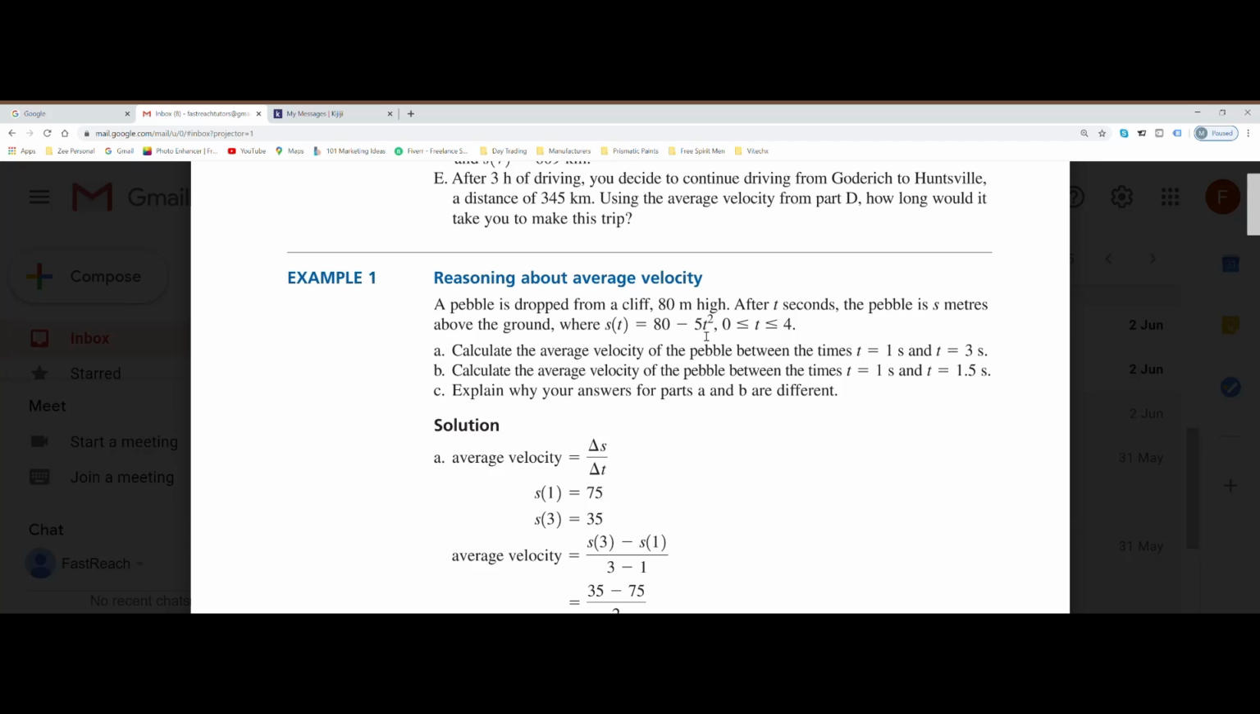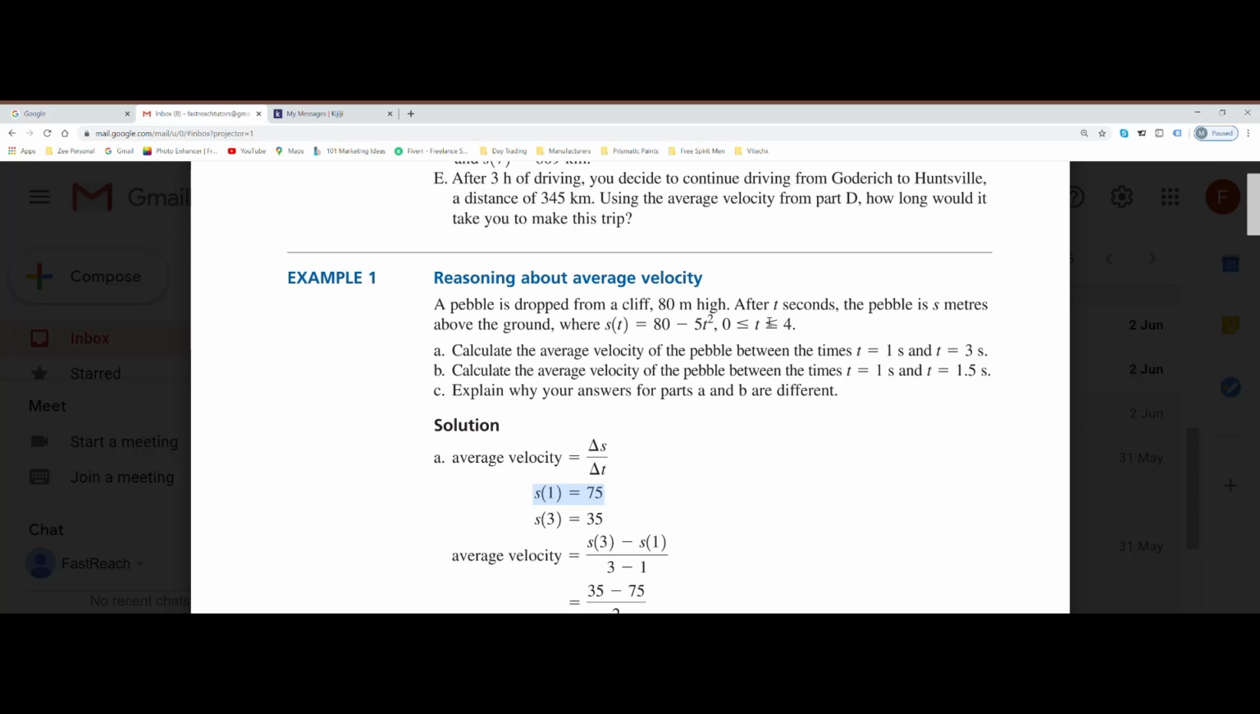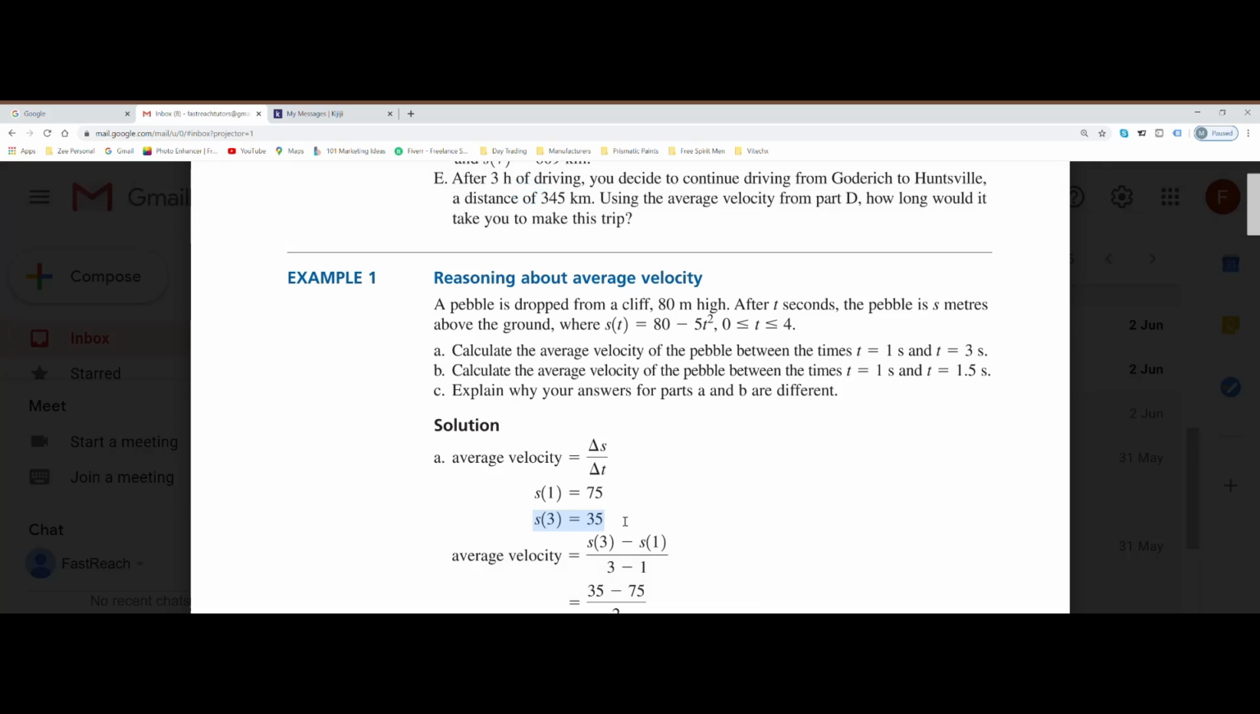So what you do is you take the t1 and you put it into the equation. So 80 minus 5 times 1 squared, you get 80 minus 5, which is 75. So that's what you get for s of 1. When you put the 3 into the equation, you get 3 squared, which is 9. 9 times 5 is 45. So 80 minus 45 is equal to 35. So you know that s of 3 is equal to 35.